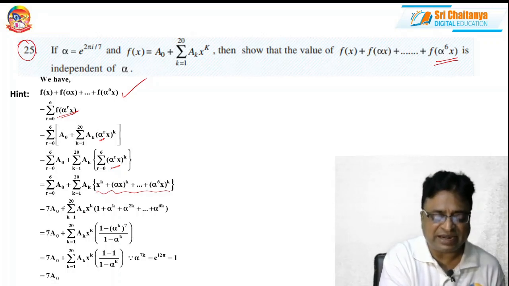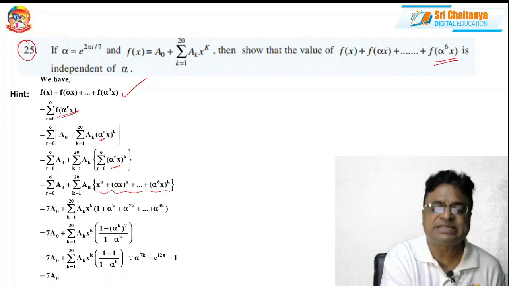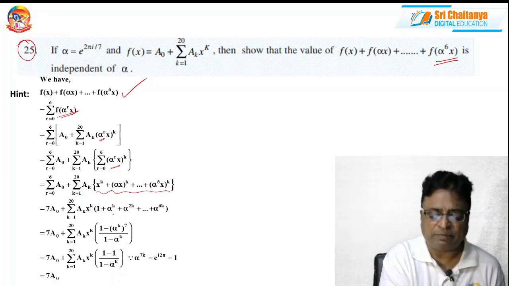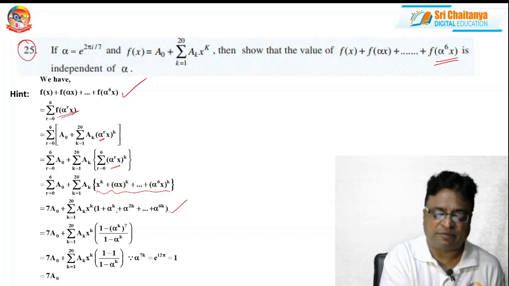So this again I can write as, because a naught is constant, sigma r equal to 0 to 6 means 7, so 7 a naught. And this is sigma k equal to 1 to 20 ak. If I take x power k common, I get 1 plus alpha power k, alpha power 2k and so on, alpha power 6k. This is what? In GP. Sum to 7 terms in GP is 1 minus r power 7 by 1 minus r, where r means alpha power k, so 1 minus alpha power k whole power 7, by 1 minus alpha power k.